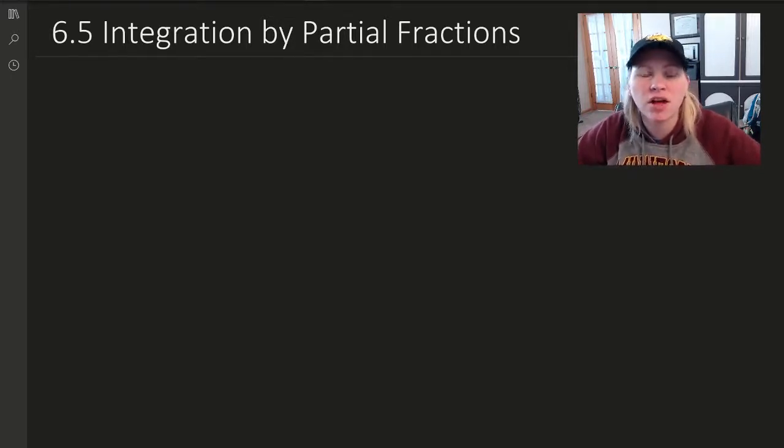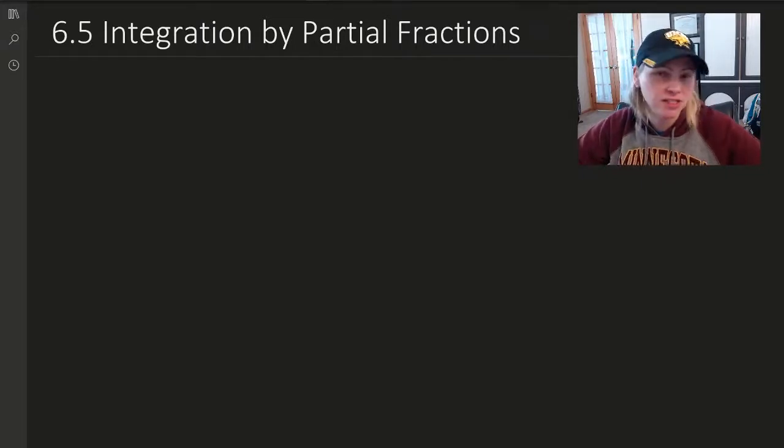Today we're going to talk about another method of integration called integration by partial fraction decomposition, or just partial fractions. Basically, it's just another way to do integration. So let's walk through and review all the methods that we should have at our disposal at this point.